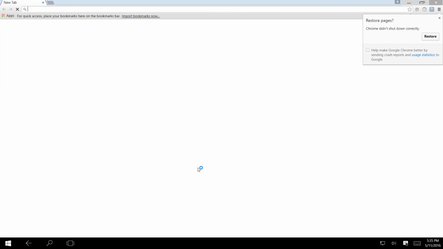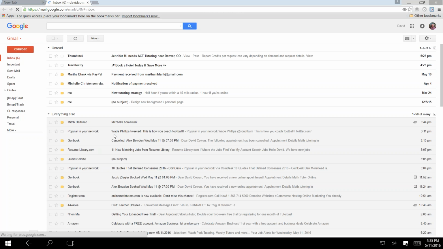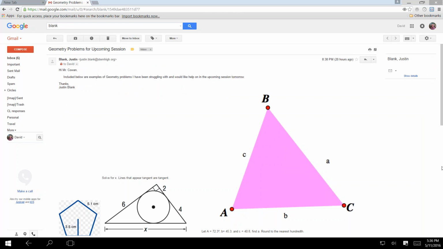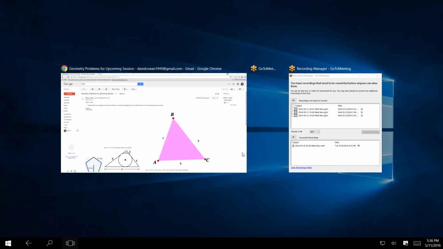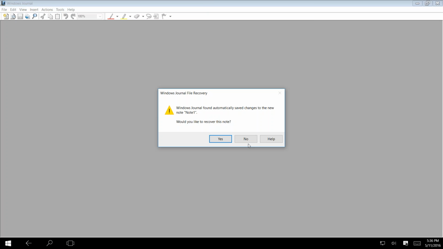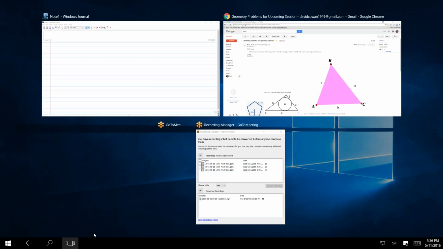Actually, I'm happy I figured out how to do it. Restore pages. I don't think I want to restore pages. Let me just pull up my email and get your next problem here. Oh boy, I hate this feature. What's your last name? Blank, B-L-A-N-K. There we go. And now let me open my journal and let me put them side by side.